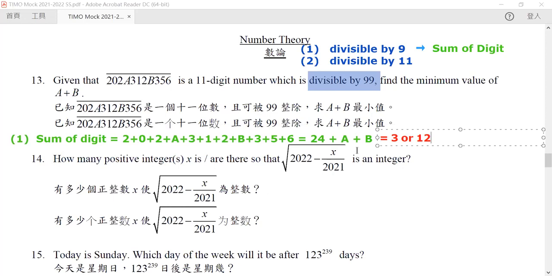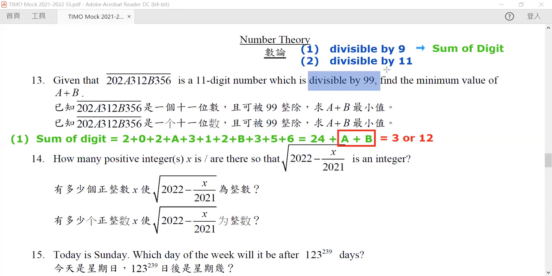Now it cannot be 21, because the next number that makes 24 plus a plus b divisible by 9 would be 21. But it is impossible for a plus b to be equal to 21, because a and b are numbers less than or equal to 9. So we know that a plus b must be either 3 or 12. Because we want them to be small, we want it to be equal to 3. But let's look at the other one.